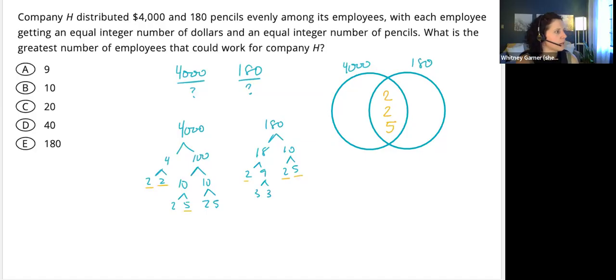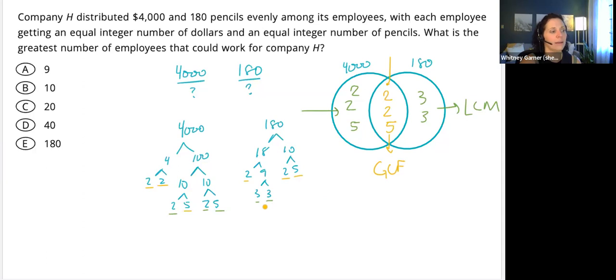And then I'm going to see what else I've got. I've got 2 2s and a 5 over here on the 4,000. And then I've got these 2 3s over here. The smallest number that both of these would multiply into would be what I would find if I multiplied all of 2 times 2 times 2 times 5 times 5 times 3 times 3. That's my LCM.